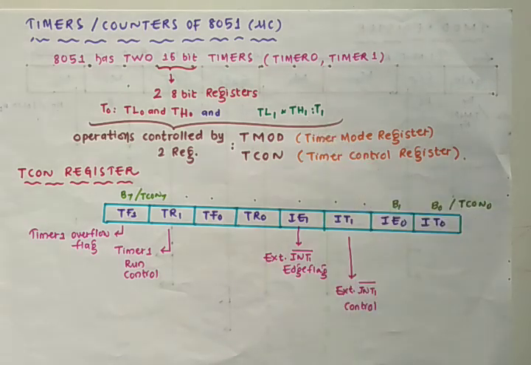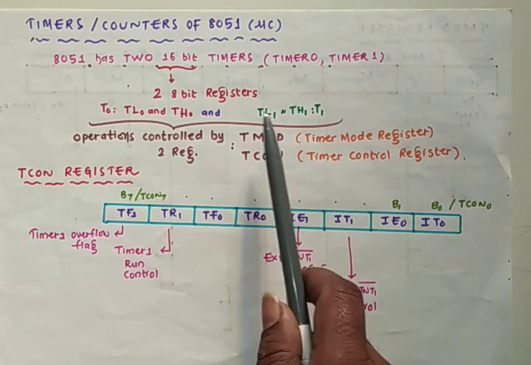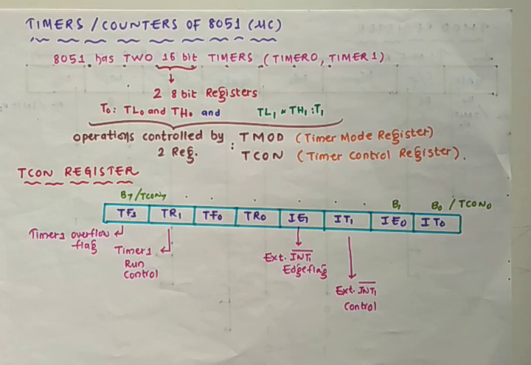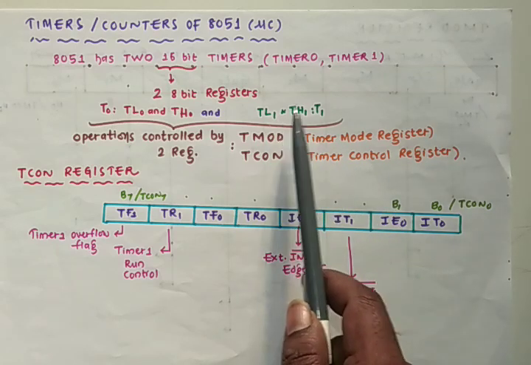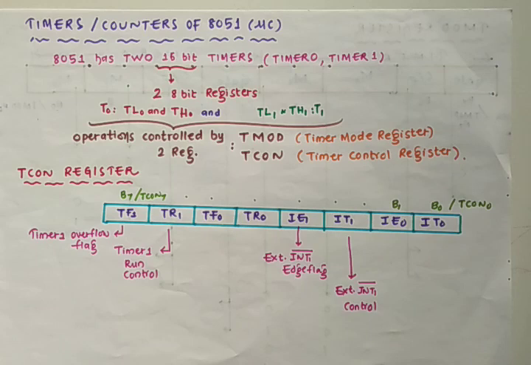Similarly, timer 1 also has two 8-bit registers, TL1 and TH1. If you want to access timer 1, we should use TL1 and TH1, and both can be read or written by the processor or the CPU.